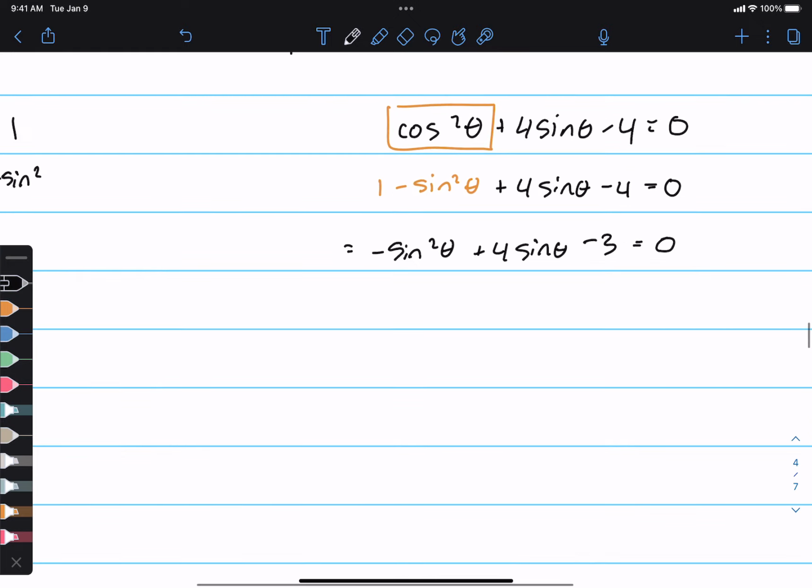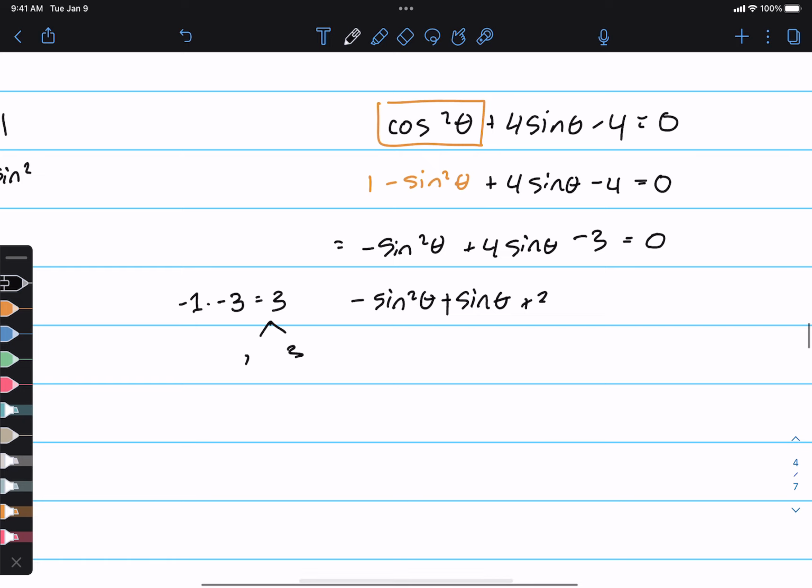And now we're going to factor this. So I'm going to use my AC method. We have negative 1 times negative 3 is equal to 3, and we want to find two factors of 3 that add up to 4. So that's, excuse me, just 1 and 3. And so we're going to get negative sine squared theta minus sine of theta, plus 3 sine of theta minus 3 equals 0.